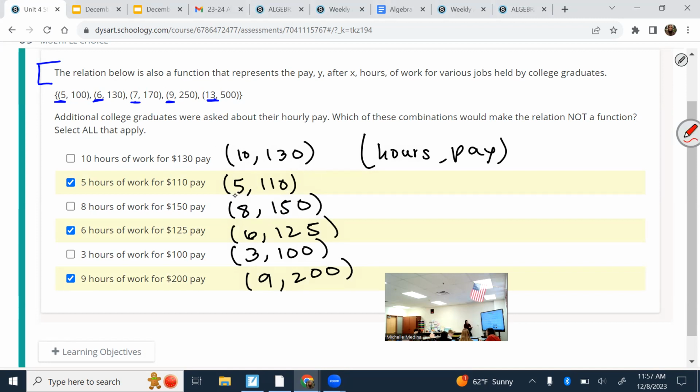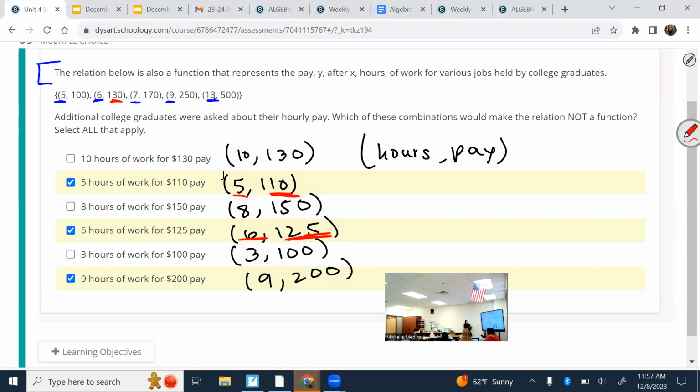So like this would be same X, different Y, right? 110 and 100 are different. So that would make it not a function. For this one, it's same X, different Y's. So that makes it not a function.